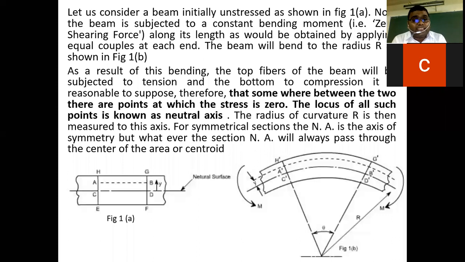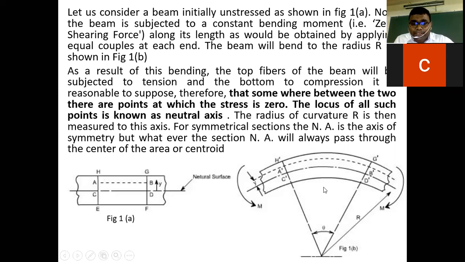So let's move ahead to understand this concept of bending and derive the bending formula. Let us consider a beam initially unstressed, shown in figure 1a. Now the beam is subjected to a constant bending moment. So we applied a constant bending moment here in this second figure. Then we have R, the radius of curvature. This is called the radius of curvature.